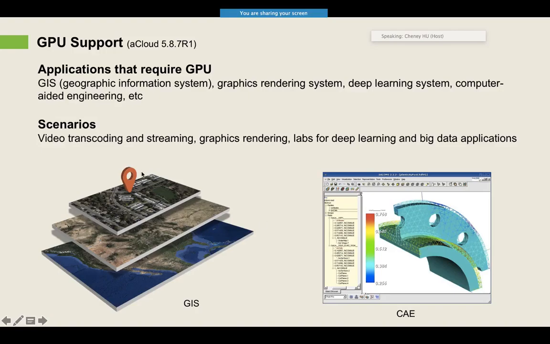Scenarios of GPU applications would be like video transcoding and streaming. Even in video surveillance scenarios, sometimes when the camera streams the videos from the front end, those videos will need to be transcoded and streamed on the backend system. In that particular case, GPU power is a necessary element, and also graphics rendering for enterprise design, and also some labs in the education sector, such as in universities, there are big data labs or AI labs. They will run deep learning and big data applications on the data in the data center. In those cases, GPU is definitely an indispensable component.